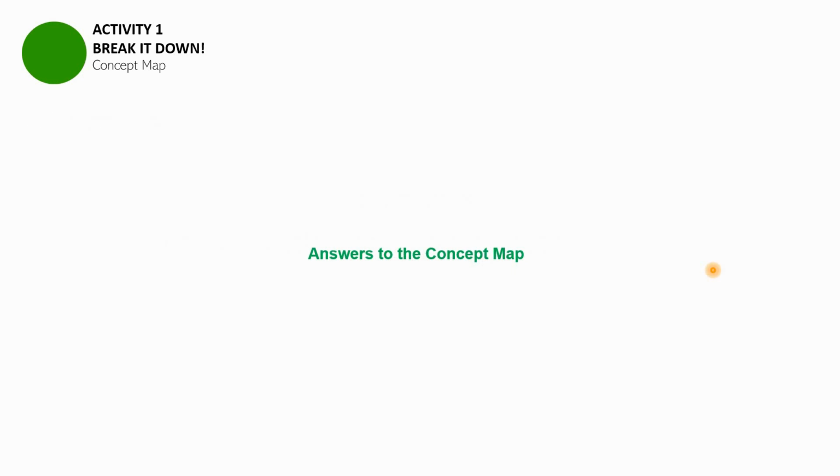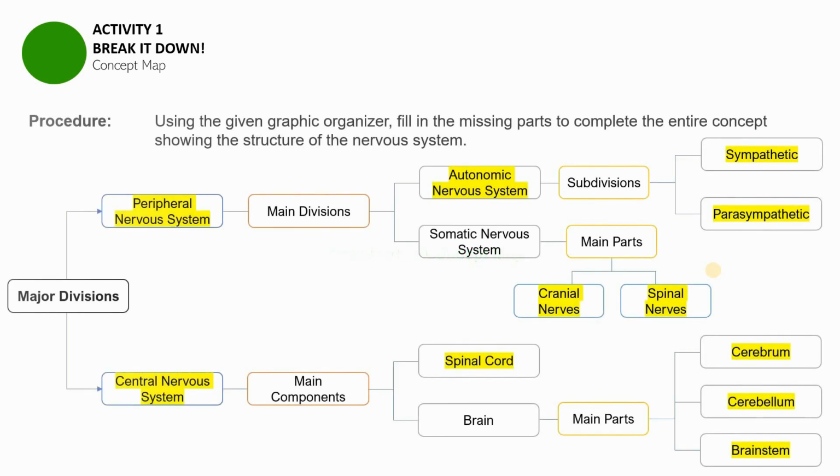I hope that you have a green pen or a red pen with you to check your own work. Alright, so for the concept map, these are the answers. The major divisions of the nervous system are the following. The first major division is the peripheral nervous system. The peripheral nervous system has two main divisions.